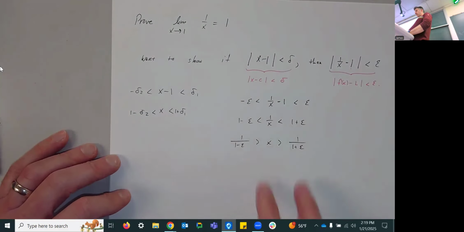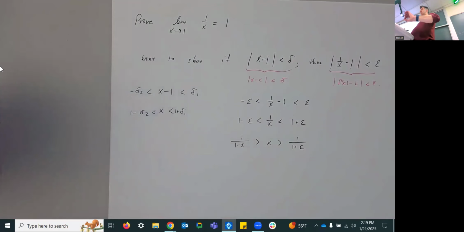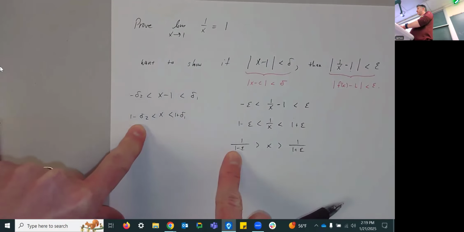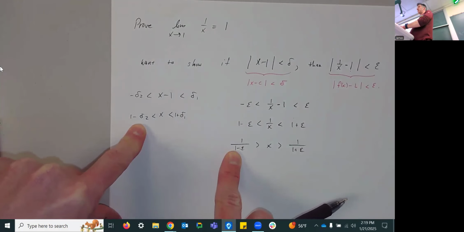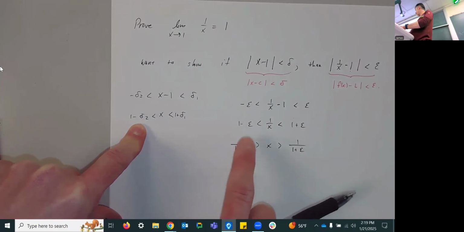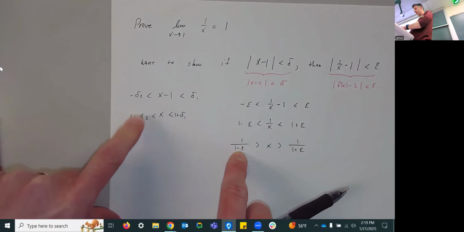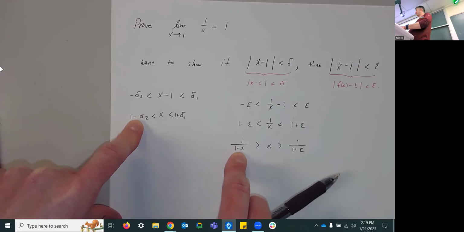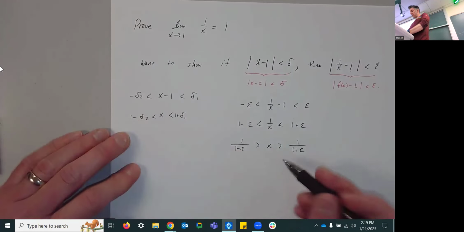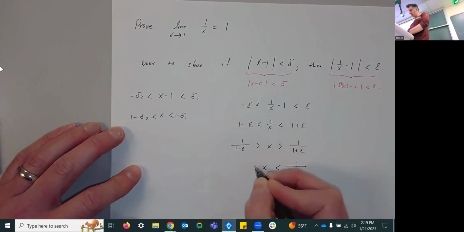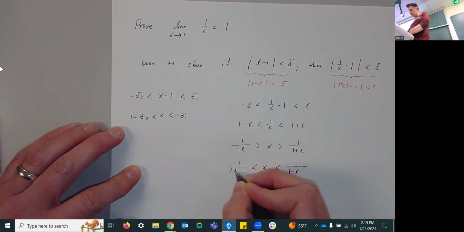And then, now be careful here. Here's an easy way to make a mistake. I'm not setting these two parts equal to each other because they're not the same side of the inequality for x. This is the thing that x is less than, that I'm pointing to with that finger there. This is the thing that x is bigger than. So if you want to match up sides of the inequality, you have to write the inequality in the same order. So I can rewrite this as x less than 1 over 1 minus epsilon, bigger than 1 over 1 plus epsilon.